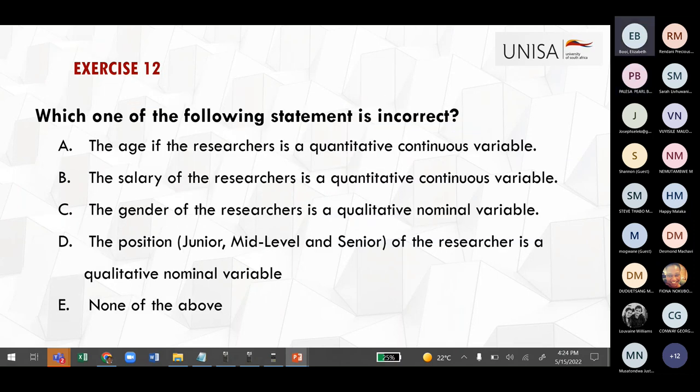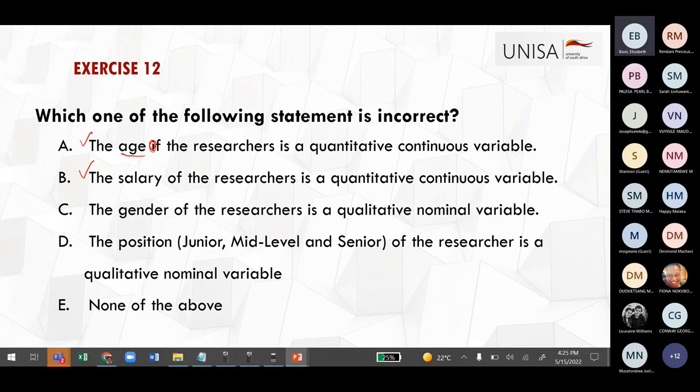Which one of the following statements is incorrect? The age of the researcher is quantitative continuous. Is that correct or incorrect? It's correct. Salary of the researcher is quantitative continuous. True. Salary is money, and money is always continuous.